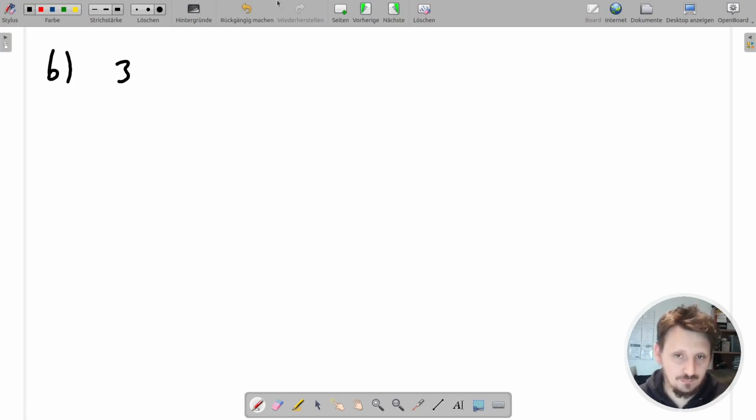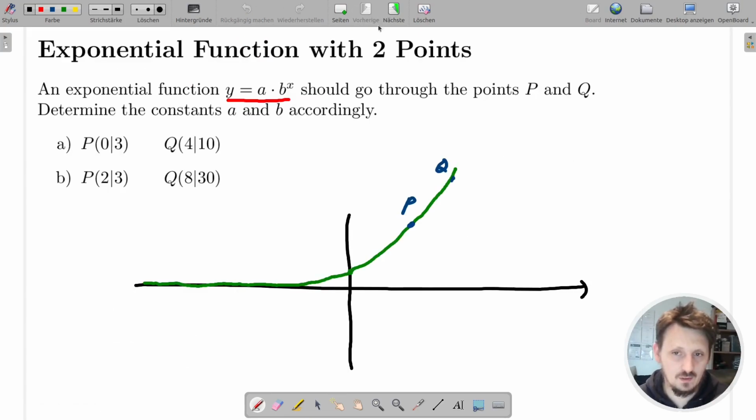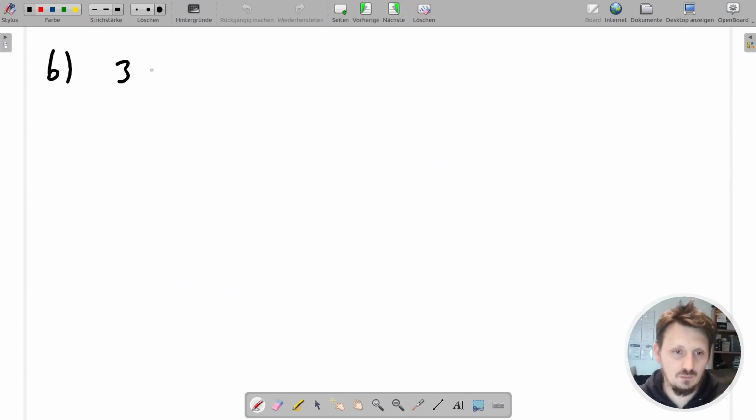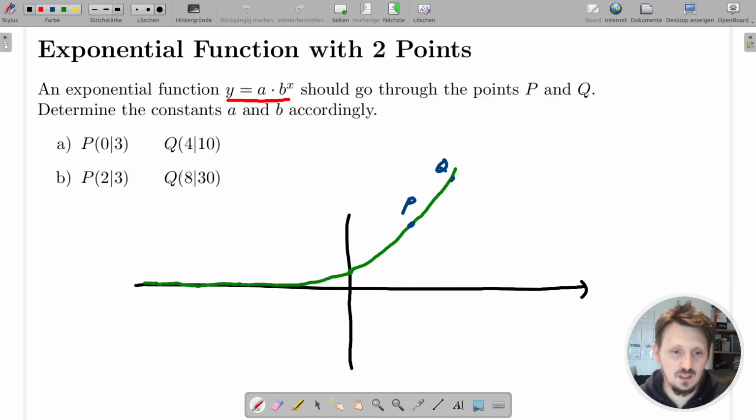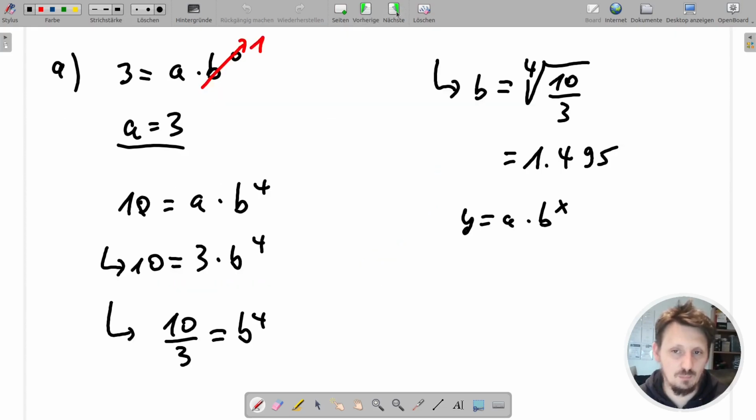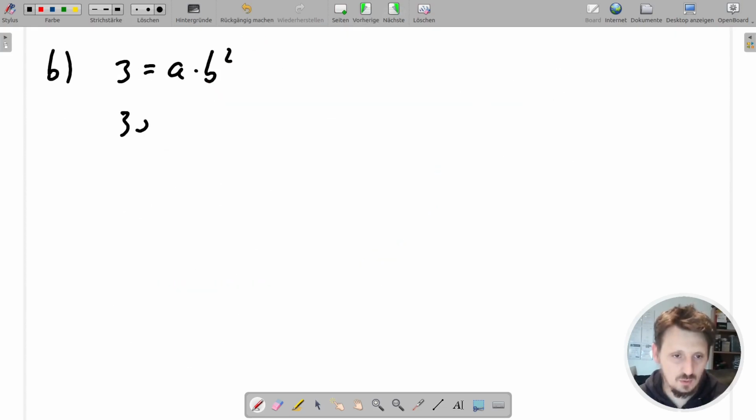So first we have to set 3 equal to a times b to the power 2, which is written as that. And for the second equation, we go to point Q and we have to write 30 equal to a times b to the power 8. So we can write it in such a way. And this is a system of equations which we have to solve in parallel.